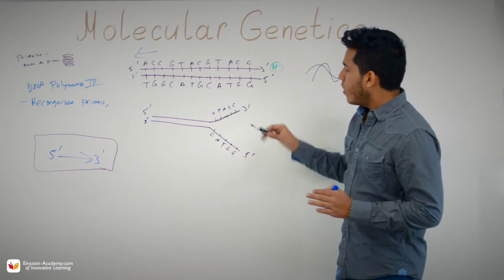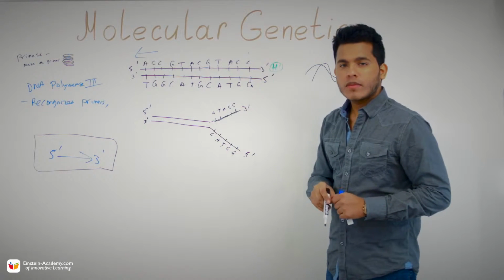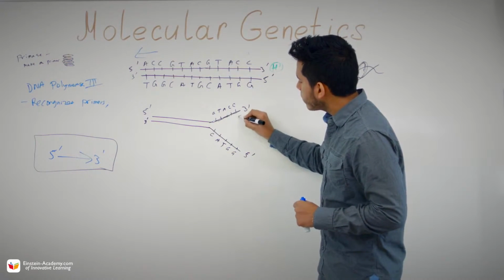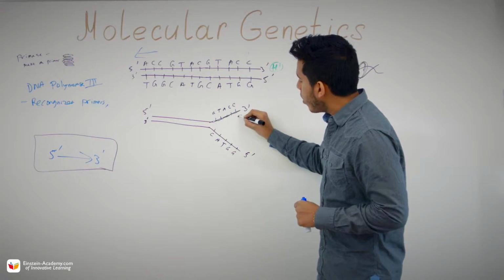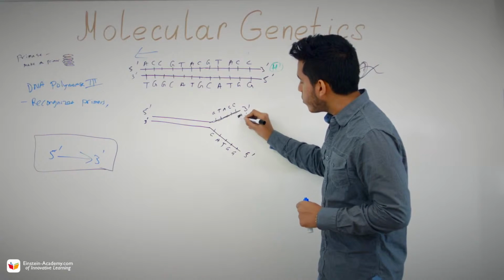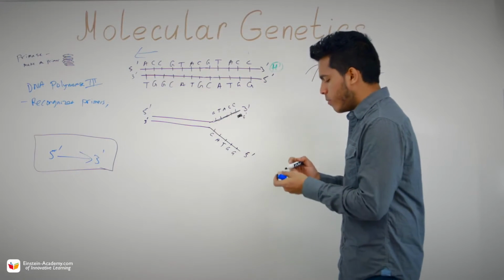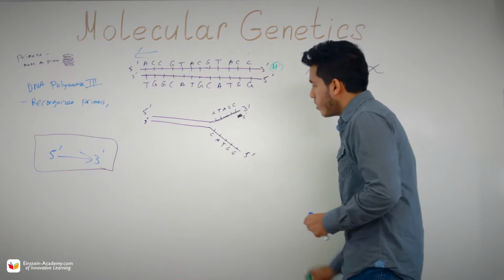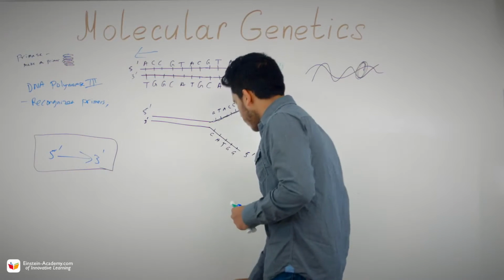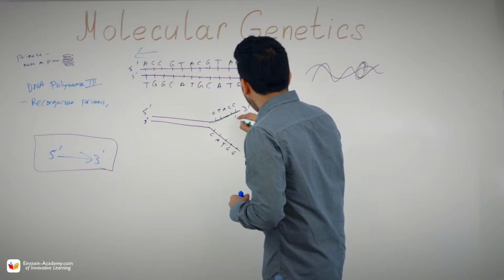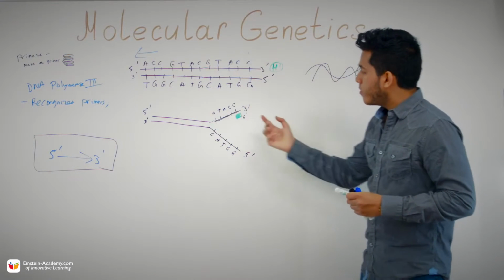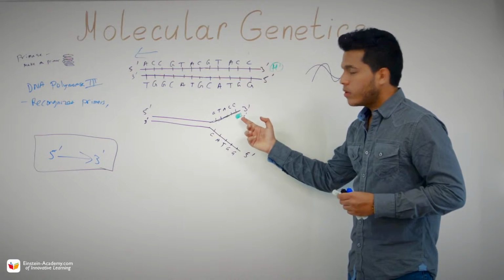Here's the thing. Wherever you see a 3', you're going to put the primer over here. The primers will always be labeled as the 5' region. I'm going to actually make it a different color. I'm going to make it green so it's clear. Here's my primer. This is going to be the start of the new strand.